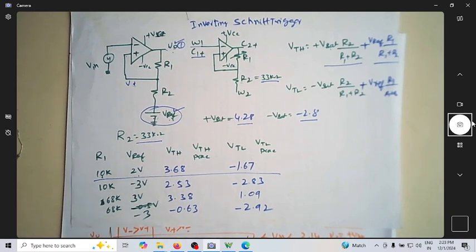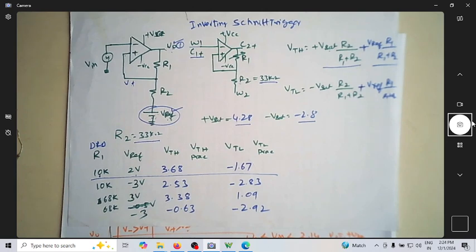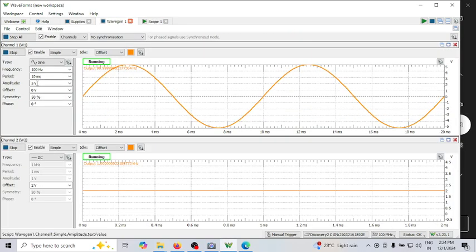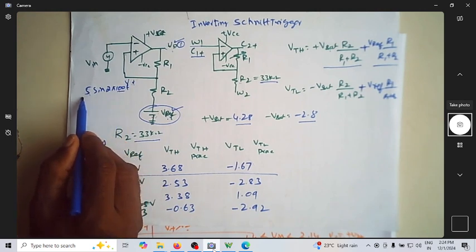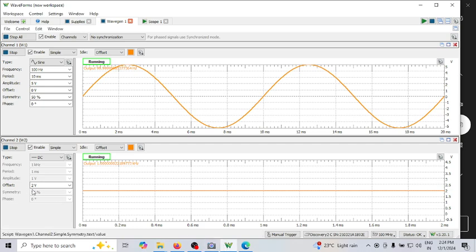This is my variable resistor, this is my DRB. I kept the DRB value at 10k, and the fixed resistor is 33k. This is my wave generator. Through channel 1, I'm applying a sine wave of 5 volt amplitude, 5 sine 2 pi 100t, which is at the inverting terminal, with an amplitude of 5 and a frequency of 100 Hertz. The reference voltage I'm applying using another channel is 2 volts.